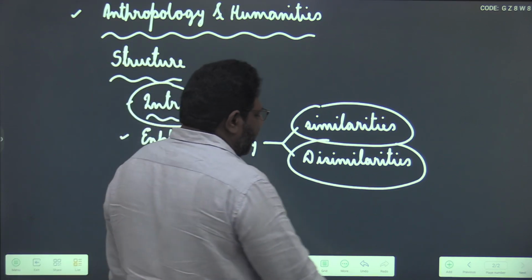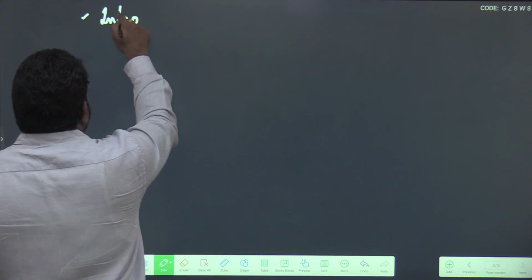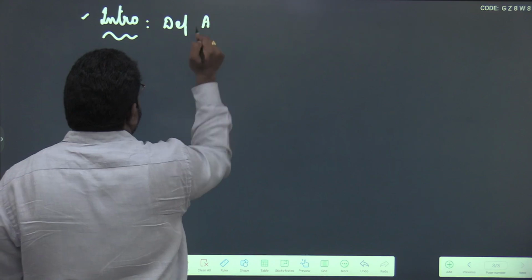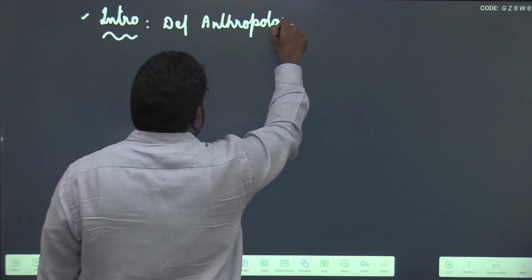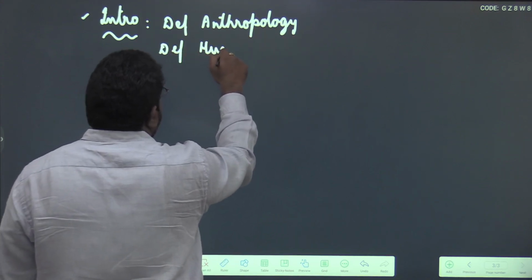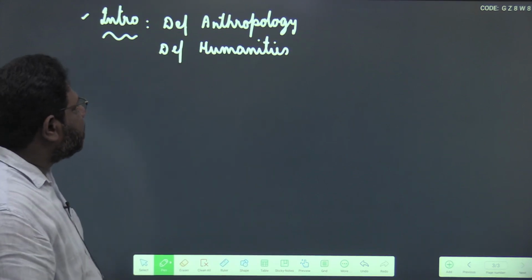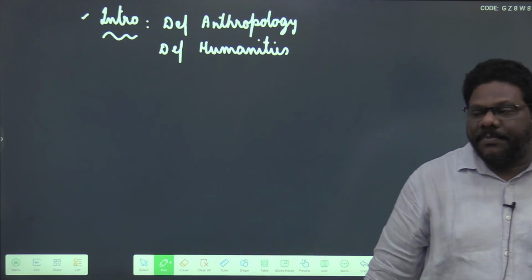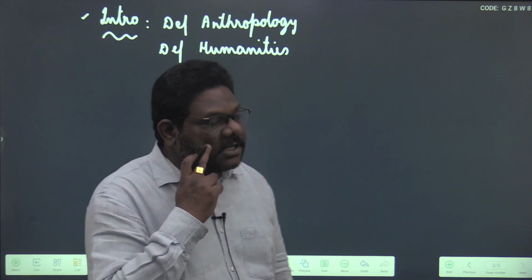So what are you going to write in this? In the introduction, I would ask you to define anthropology, and also define the study of humanities. So what is anthropology? Don't give lame definitions like anthropology is the study of human beings across time and space. You can use a scholar's definition instead.